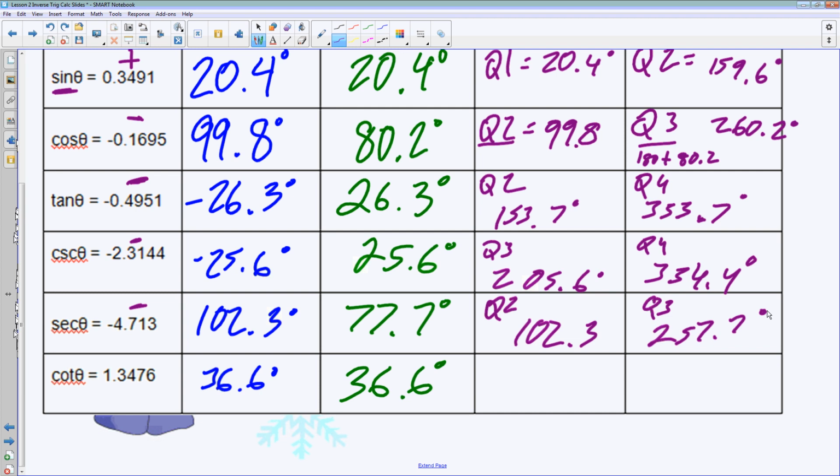And then when is cotangent positive? That's going to happen in your first and your third quadrants. So 36.6 is already in my first quadrant. To get it into the third quadrant, that's when we do 180 plus 36.6 to get 216.6 degrees. So that is inverse trigonometry using your calculator.